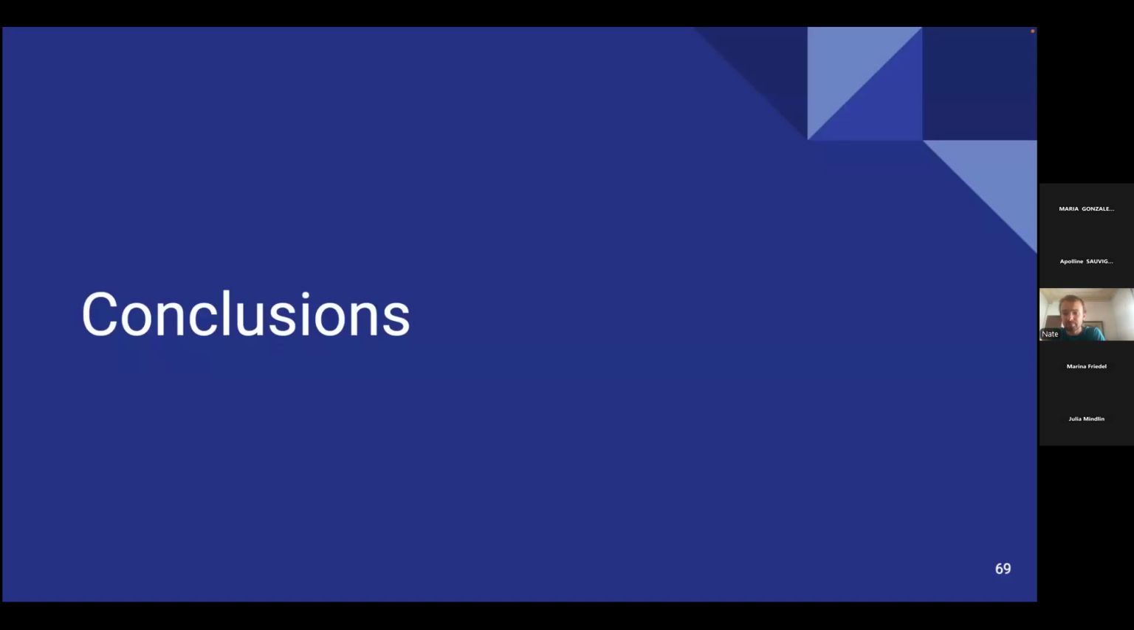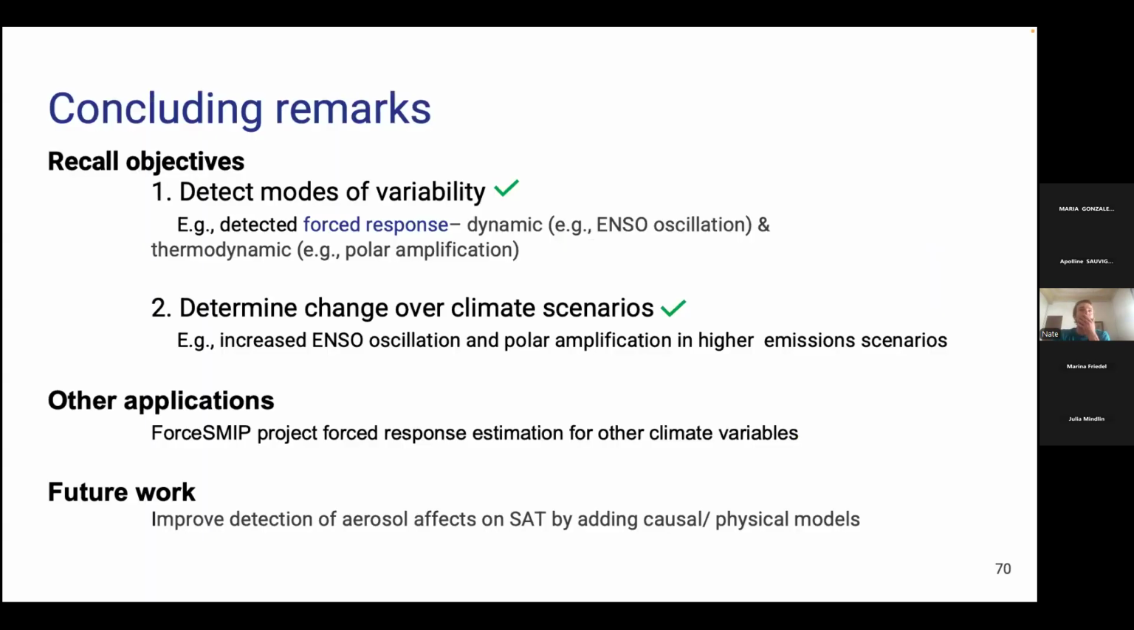So to conclude, and I realize I went a little fast, we had these objectives. We wanted to detect modes of variability, and we wanted to determine their change over climate scenarios. So we detected 2 versions of the first forced response, one being this dynamic version, the forced response that changes over time, like the oscillation of ENSO.